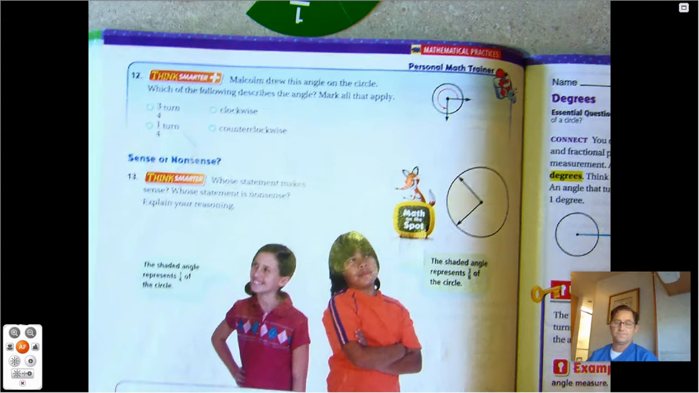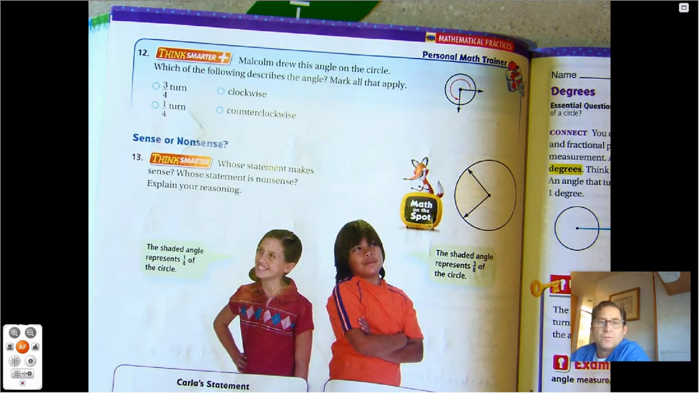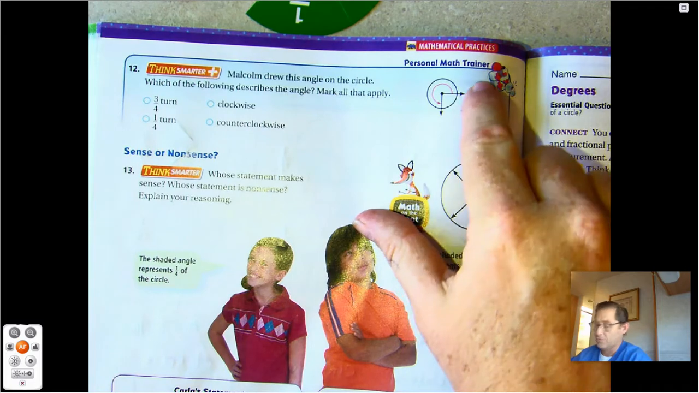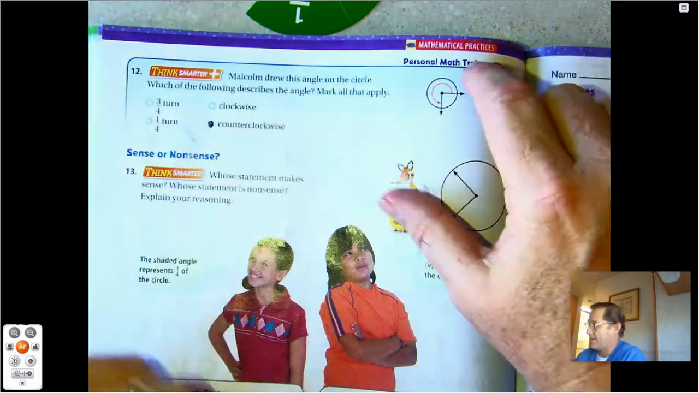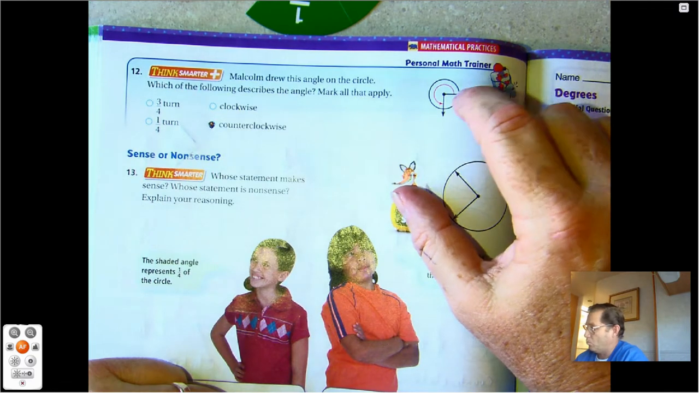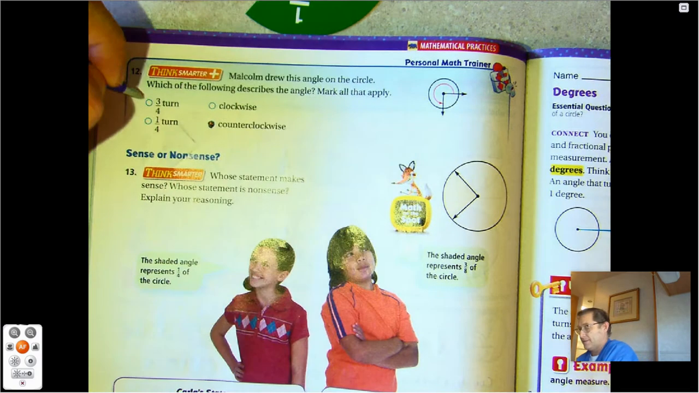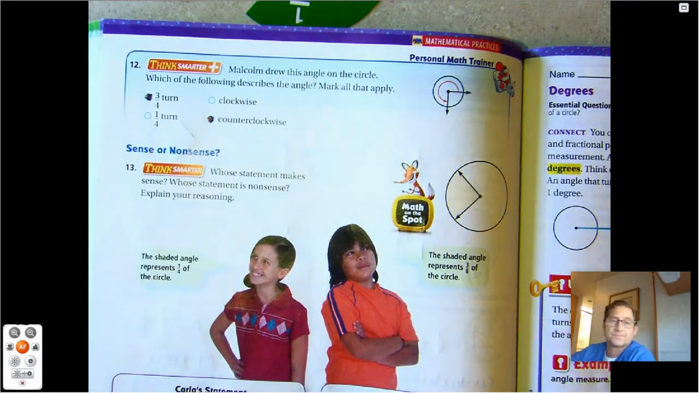Number 12. Malcolm drew this angle on the circle. Which of the following describes the angle? Well, it's counterclockwise, right? It's going to the left, so it's definitely counterclockwise. And how many turns did it make? It made 1, 2, 3. So it made a 3/4 turn counterclockwise.